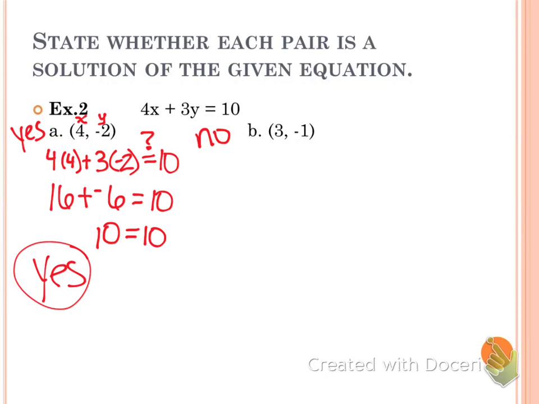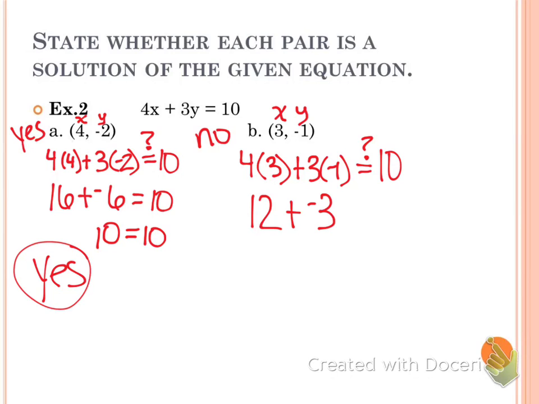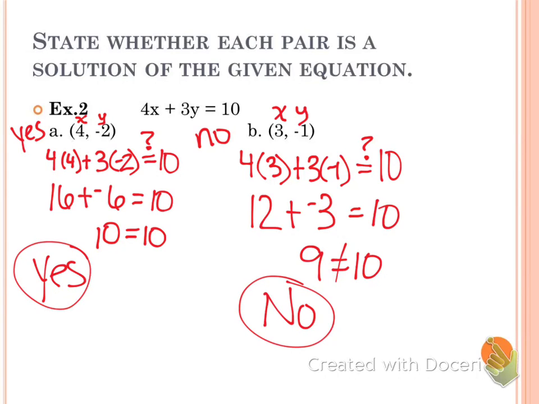All right, on part B. 4 times 3 plus 3 times -1. It's still x comma y. We're wondering if that will come out to equal 10. 4 times 3? 12. 3 times -1? -3. What's 12 plus -3? 9. Does 9 equal 10? No. So this one is no, it's not a solution.